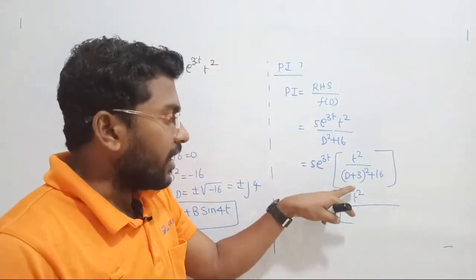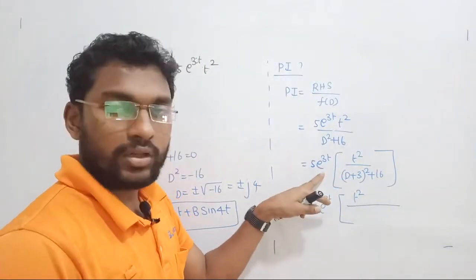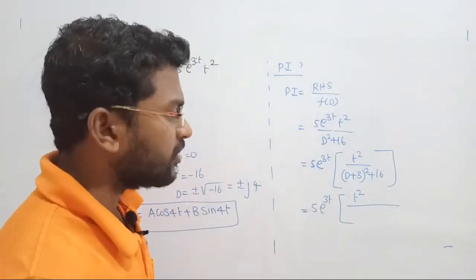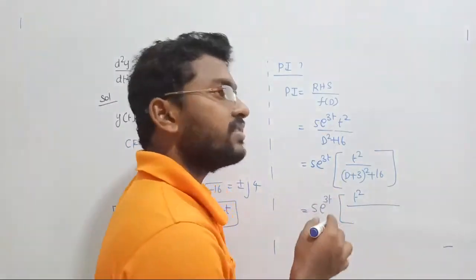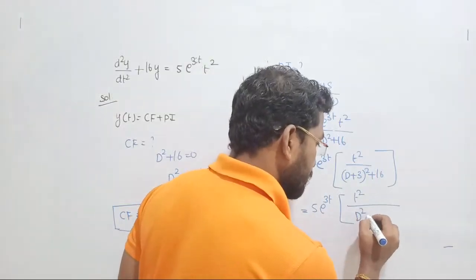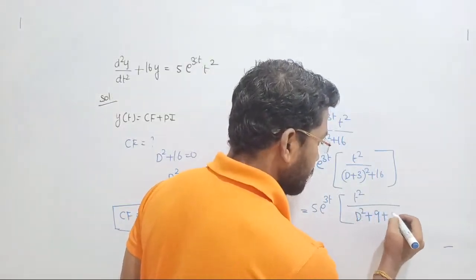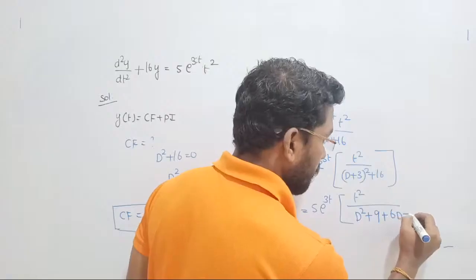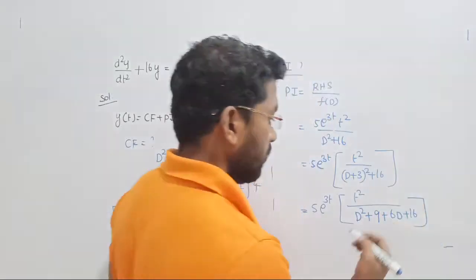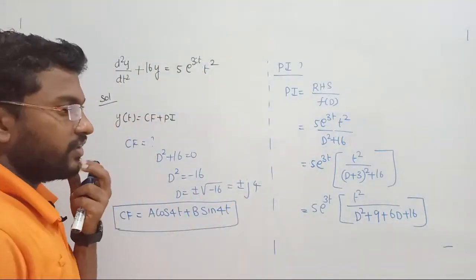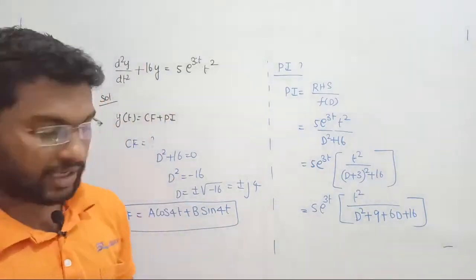Whenever e power at comes, we substitute d plus a in place of d. Then the work is over, and we reduce the rest separately. a plus b whole square. What is the formula? d plus 3 whole square can be written as d square plus 3 square plus 2ab, that is 6d, plus 9. Target is over. Yes. What is our next task? We should bring the answer. Let me rub this one.